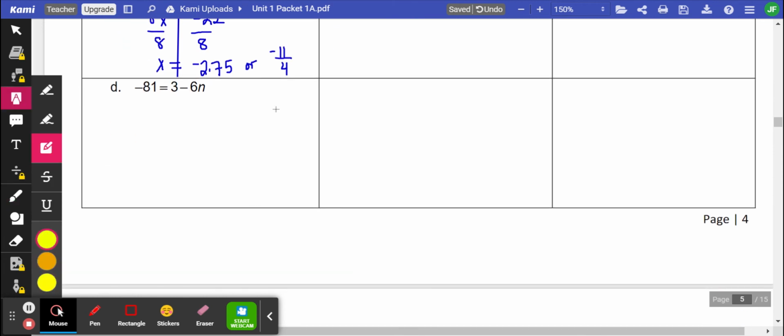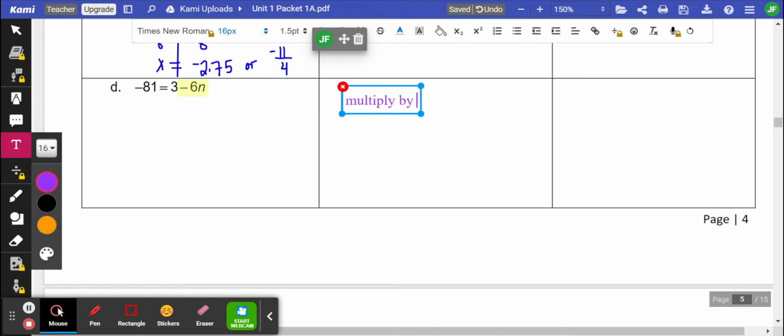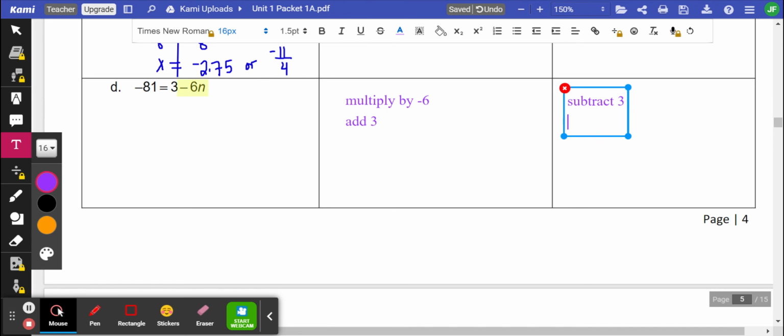Okay, last one. Highlight the number closest to the variable, and I'm actually going to include that sign there because I'm going to describe this a little differently. So we're starting there. We're going to multiply by -6. And then after that, we're technically adding 3 because that minus sign goes with the 6 and not with the 3. The 3 is actually positive. A little tricky on that one, so be careful. To undo that, we're going to subtract 3, and we are going to divide by -6.